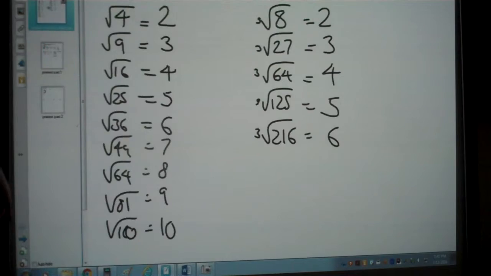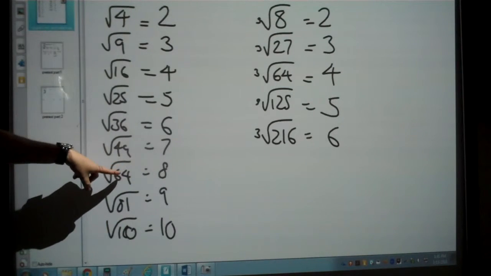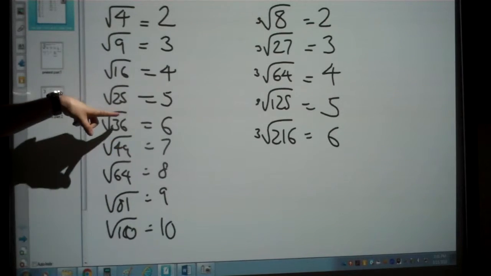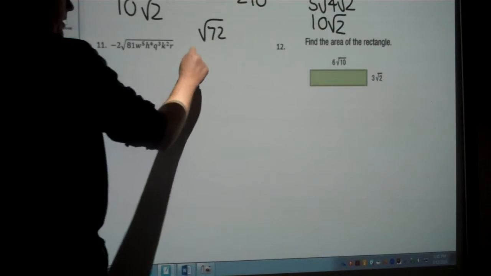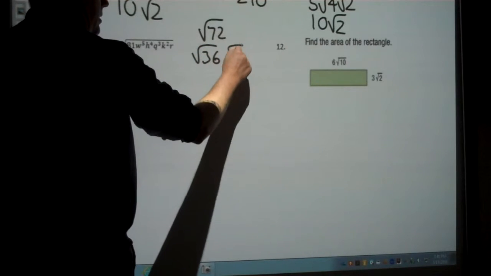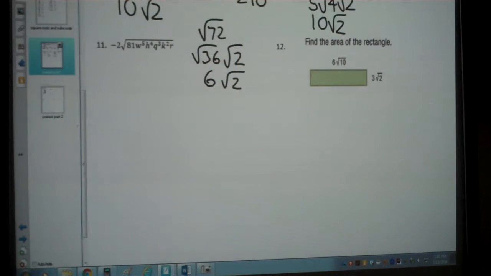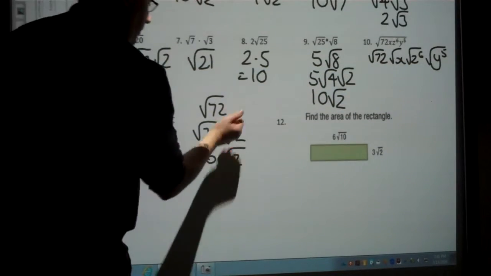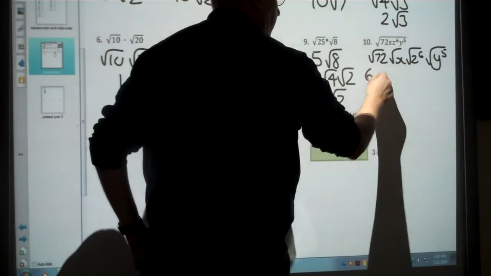I'm going to go back to my list. I'm going to ignore all these numbers because these are bigger than 72. 72 doesn't divide by 64, doesn't divide by 49, but it does divide by 36. So I can write this as 36 and 2, and the square root of 36 is 6. So the square root of 72 I can write as 6 radical 2, which I'm going to do up here.